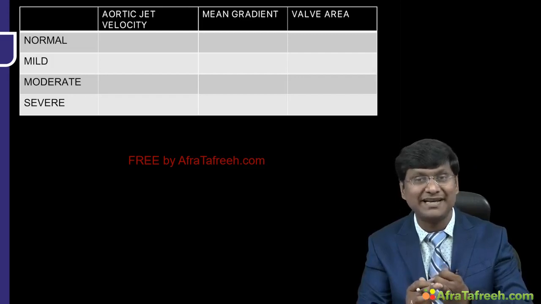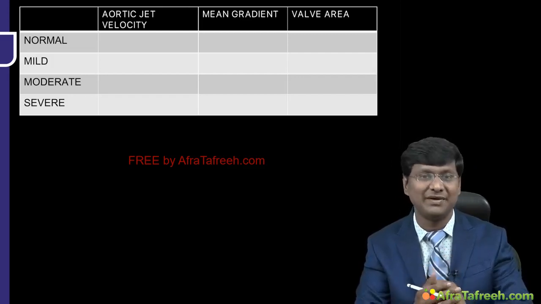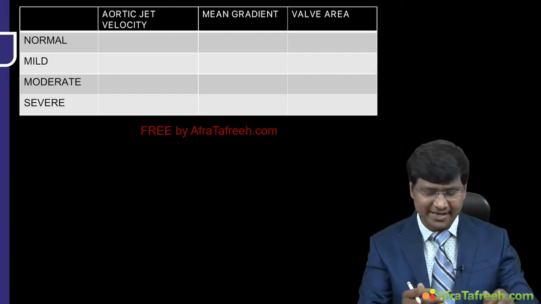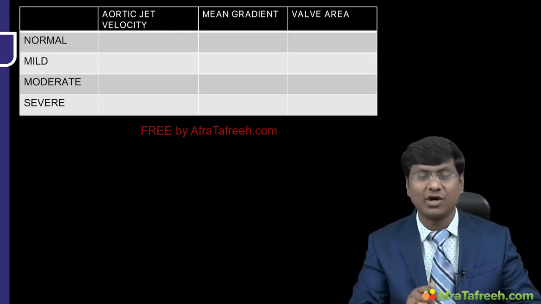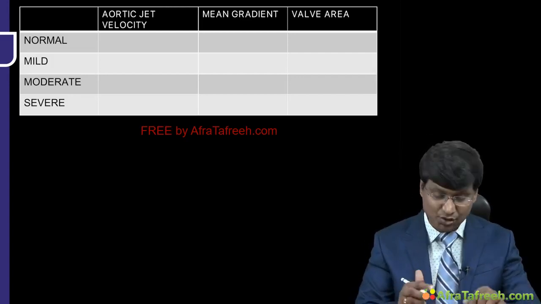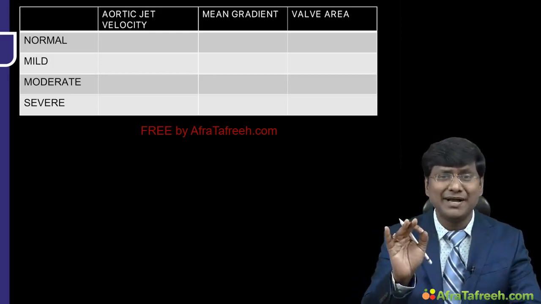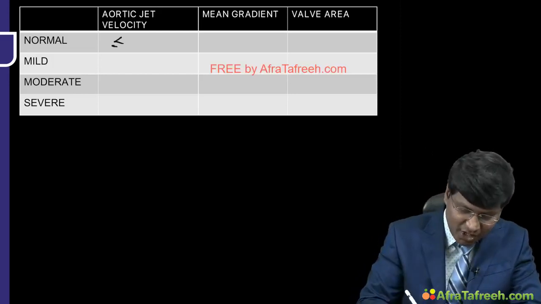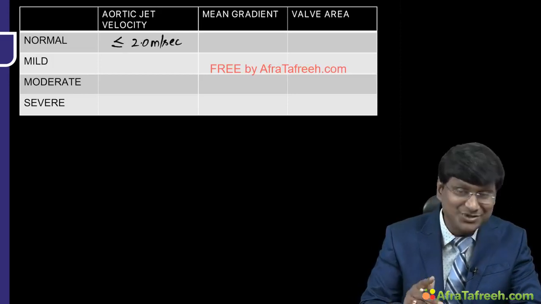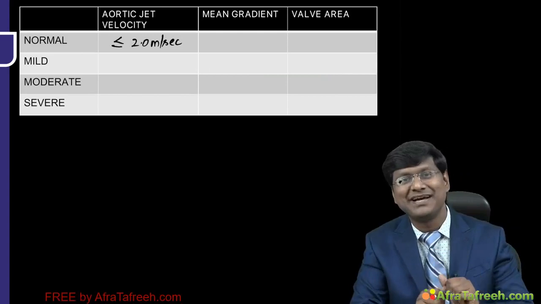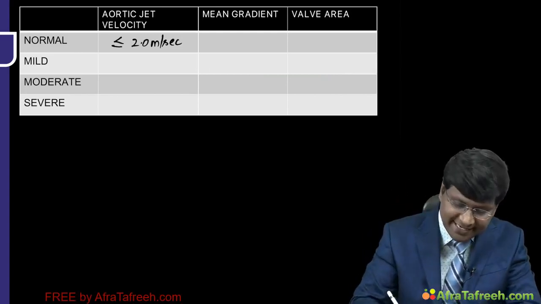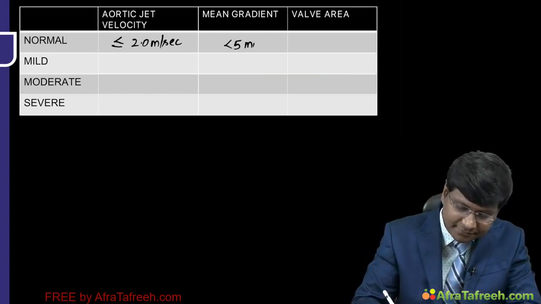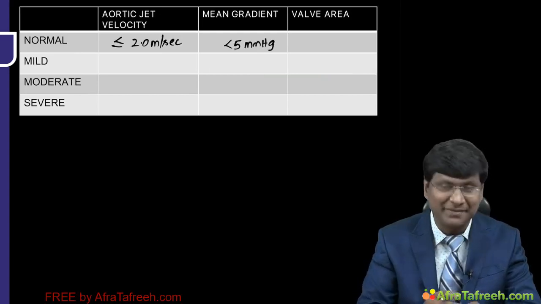What is a normal mean gradient? And what is a normal valve area? And then subsequently in mild, moderate, severe, what are these values? We'll try to discuss. So the normal aortic jet velocity is 2 meters per second. That is a normal aortic jet velocity. And the gradient will be less than 5 millimeters of mercury.